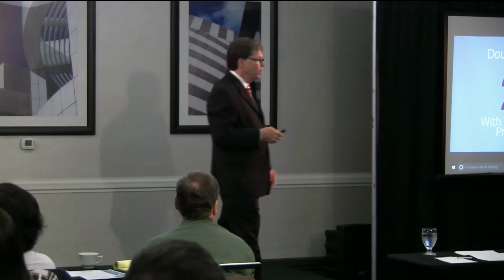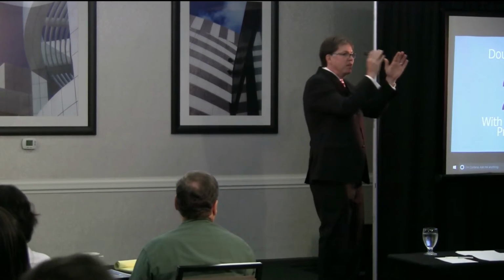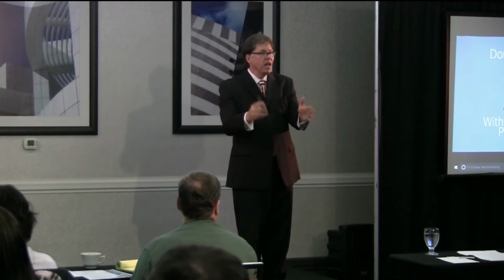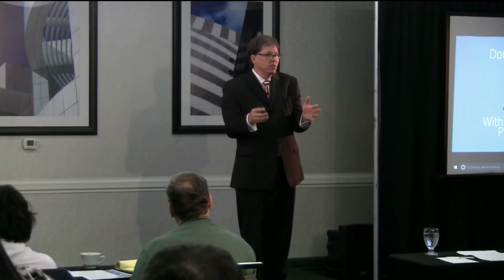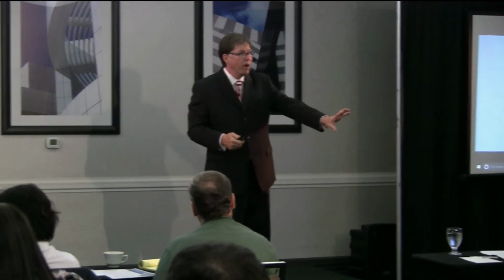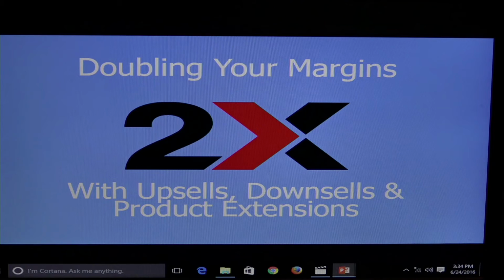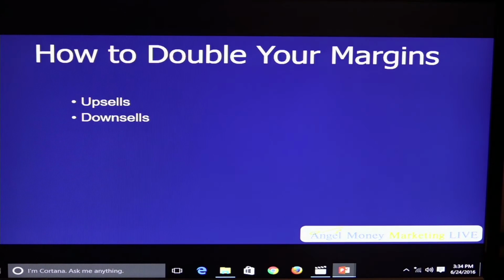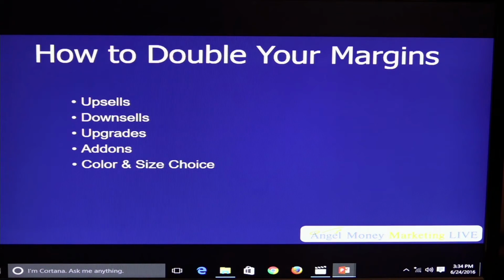What is that? So again, we need to figure out a way to double your leads. We need to figure out a way to convert more customers and get more customers. And that's through tripwires, getting them to do a credit card. Then we say, okay, now we got to increase our margins. We got to get more money. So we got to do the upsells, the downsells, and the product extensions. And if you're not familiar with this kind of stuff, this is what it looks like. You got add-ons, you got upgrades, you got color, size, choice, product extensions.